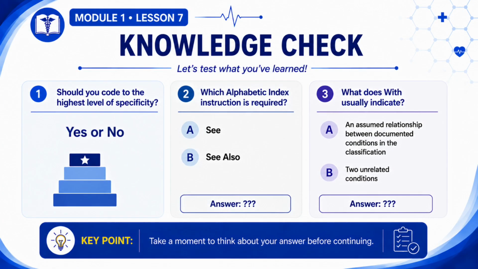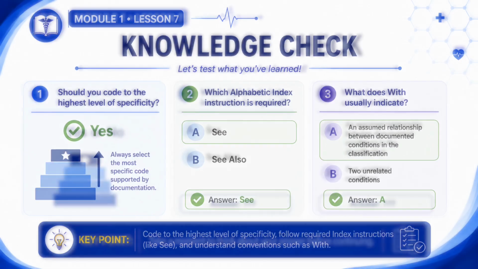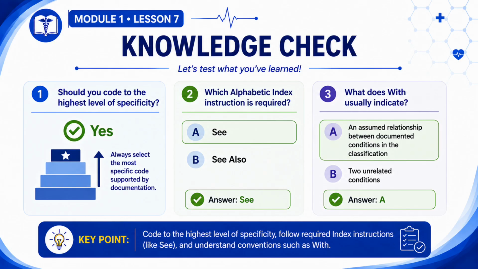Let's review what you've learned. Should you code to the highest level of specificity? Which alphabetic index instruction is required? And what does the word with usually indicate? The answers are yes, C, and A.